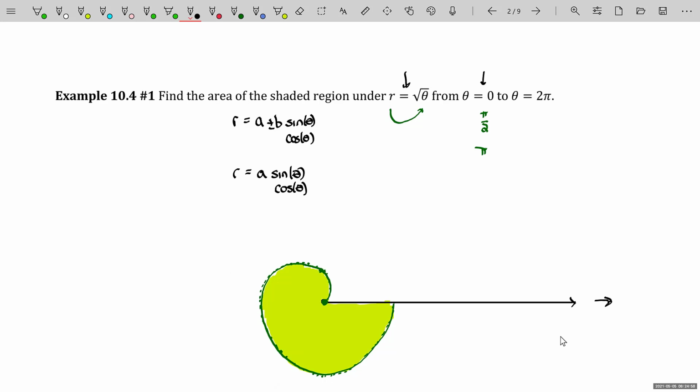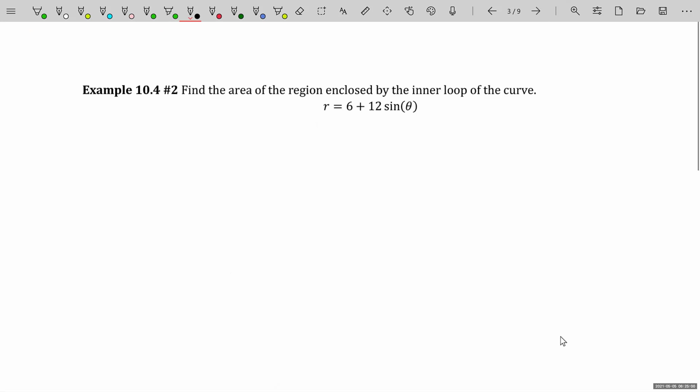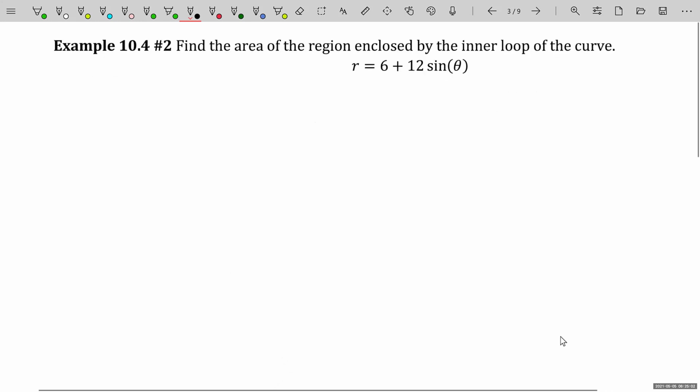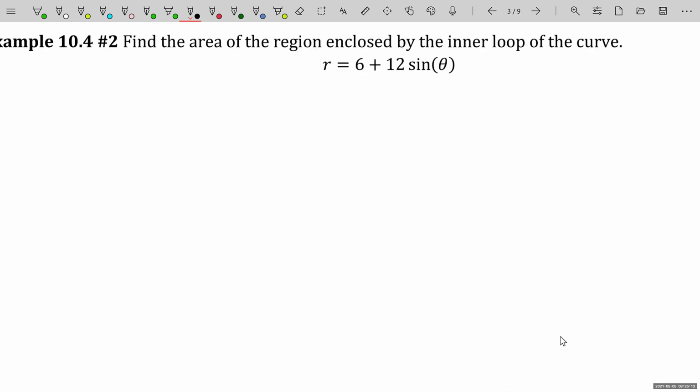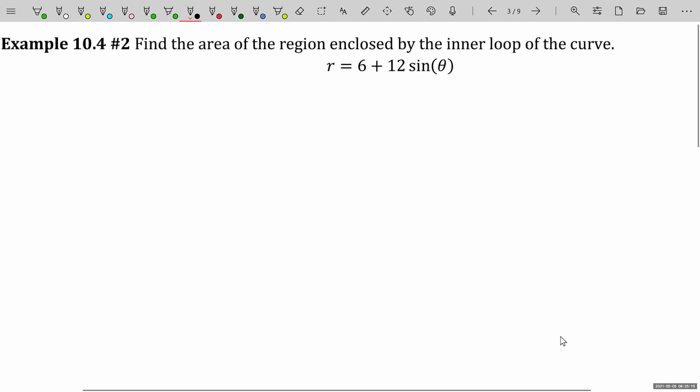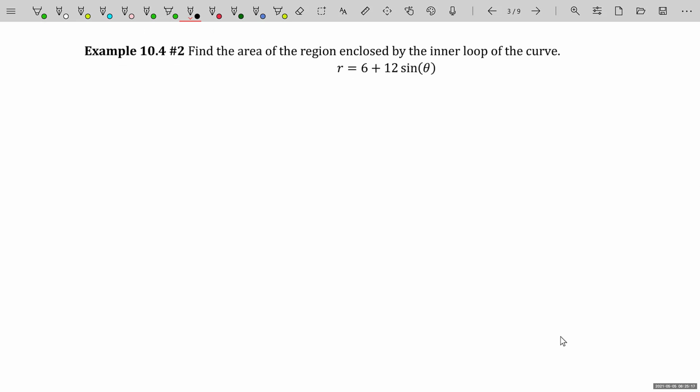Sometimes it's not, though. So polars are difficult in that it's hard to know when it's going to be hard to graph and when it's going to be easy. Find the area of the region enclosed by the inner loop of this curve. Now, without me going through all the graphing goriness, I know that this is going to look like this.